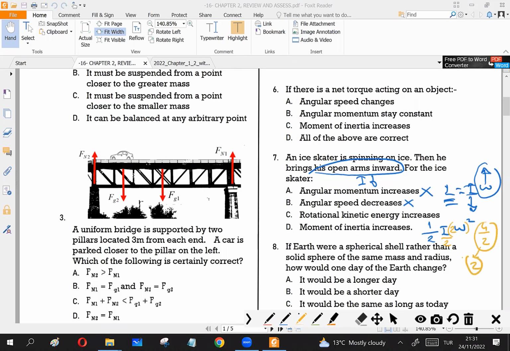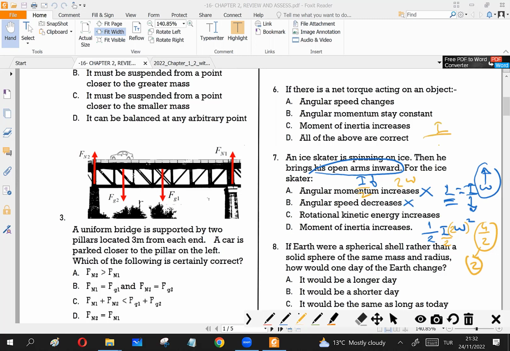So this is also a rule. You should know that about ice skater questions. When the ice skater opens his arms or closes his arms, by what factor angular speed changes, rotational kinetic energy changes by the same factor. So you can learn it without calculating. For example, say that in this question moment of inertia decreased by half, angular speed doubled. Rotational kinetic energy also doubled.